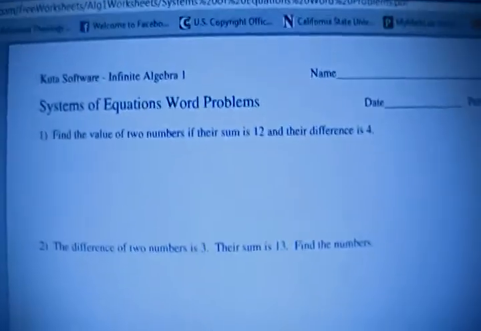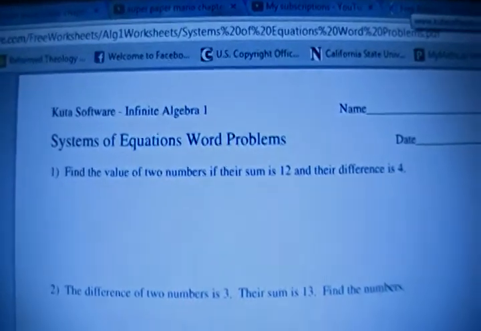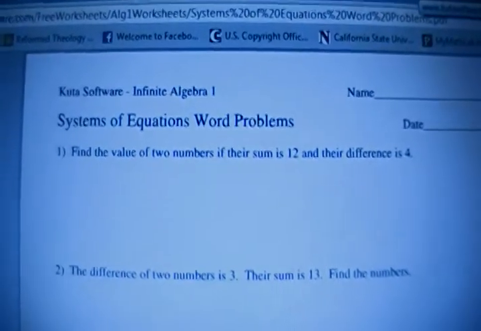Let's do some interesting things with systems of equations, alright? So the first problem says, find the value of two numbers if their sum is 12 and the difference is 4.